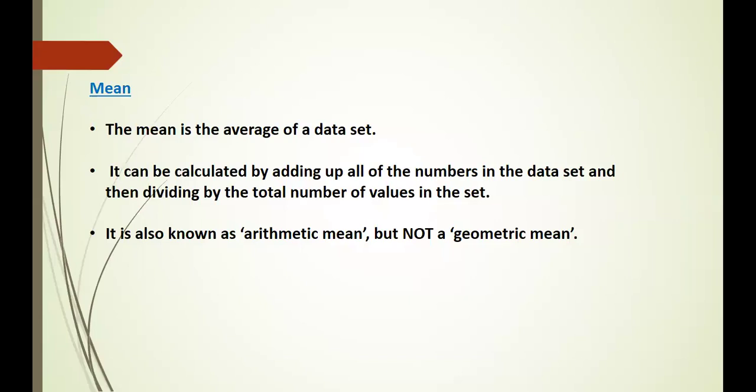It can be calculated by adding up all of the numbers in the data set and then dividing by the total number of values in the set. Mean represents every mark. Simply, mean is the sum of all values divided by the total number of values. And also, it is referred to as the arithmetic average.